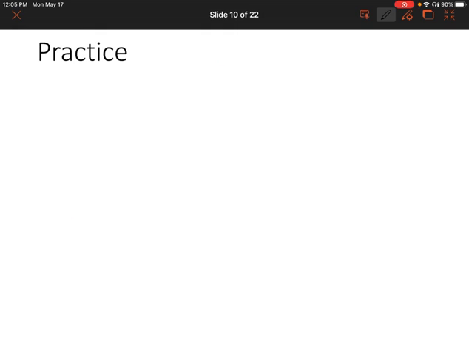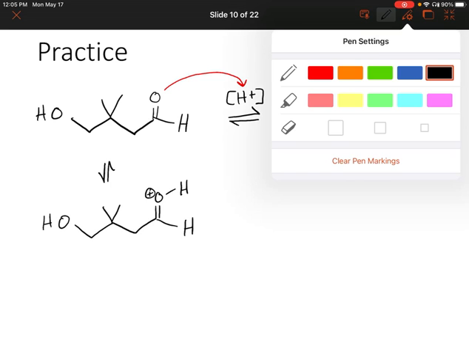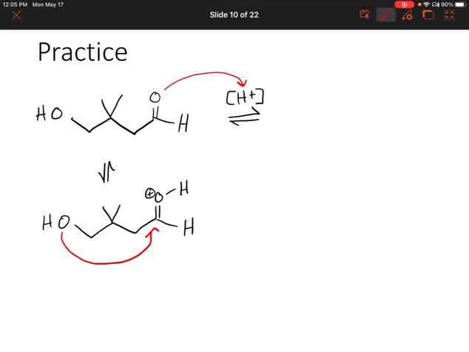Let's do a practice problem. So let's say we have the following. Can you figure out what the product would be for this reaction here? And you can pause the video and try this on your own first, and then we'll go over it together. Okay, so we know that the first step involves protonation of the carbonyl oxygen. All right, and in the next step, the alcohol oxygen is going to attack the carbonyl carbon.